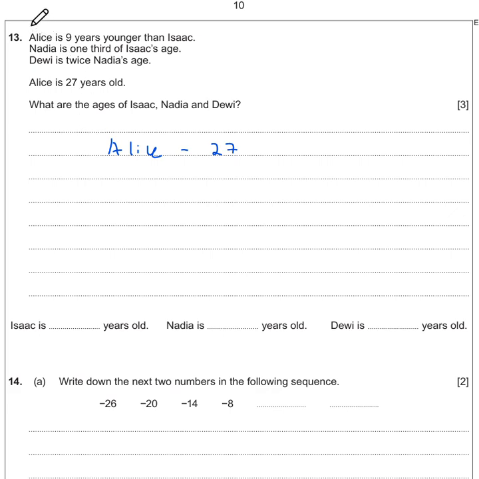Let's go back and read through the question again, because that was quite a lot of information, wasn't it? So Alice is 9 years younger than Isaac. Okay, so in this case, if she's 9 years younger, Isaac is going to be 9 years older, isn't he? So 27 plus 9, that's going to give us Isaac's age is 36. Let's go back and have a look at the rest of the information. Nadia is 1/3 of Isaac's age. So we know Isaac, don't we?